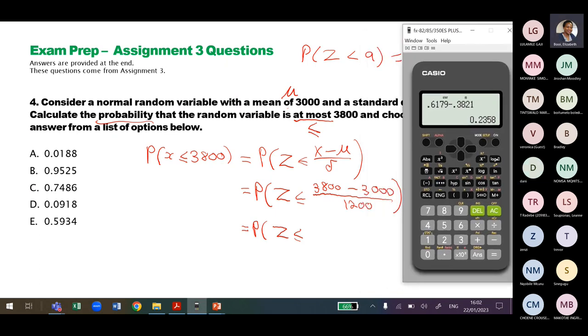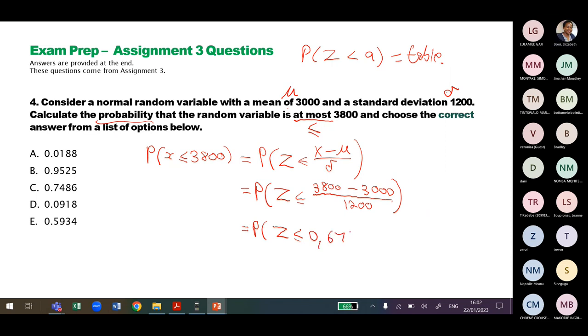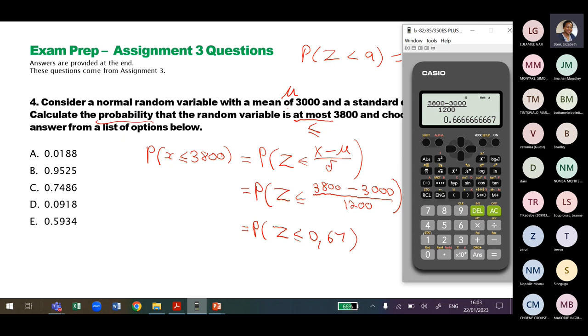Let's double check. 3,800 minus 3,000 divided by 1,200 equals 0.667. You need to make sure that you round off correctly as well, right? So the answer will be in two decimals, 0.67, because the number to the right of where we round to two decimals is bigger than five, which is six. So we need to add 1 to 6. So it will be 0.67.